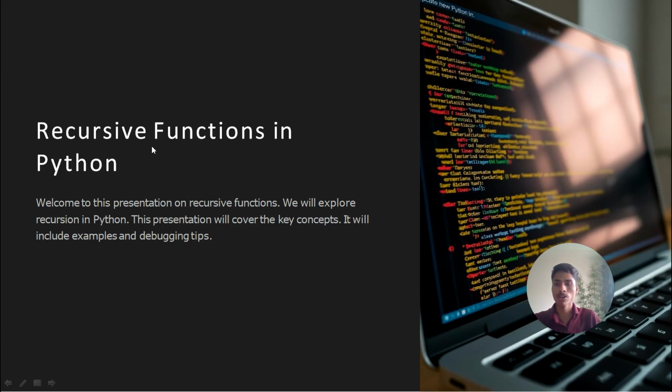So first of all, what are functions? Functions are nothing but a block of code which we can use n number of times in our program. It increases the reusability of code. Then afterward, what does the word recursive mean?